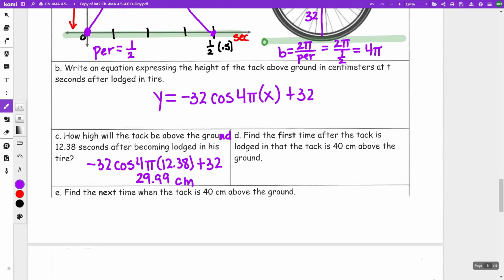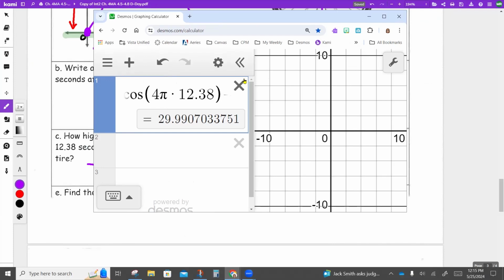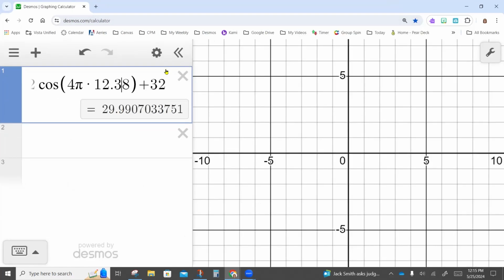Now, the next question asks, find the first time after the tack is lodged in that the tack is 40 centimeters above the ground. So I'm basically going to go 40 is equal to negative 32 cosine 4 pi times x plus 32. I'm going to put this into Desmos or into my graphing calculator. Now, let me just make this bigger. So we want to know when it's at 40.